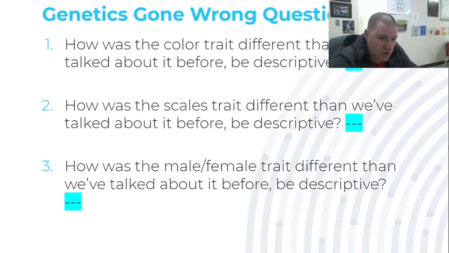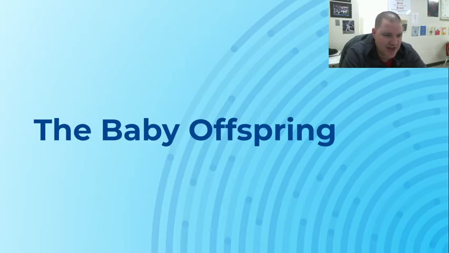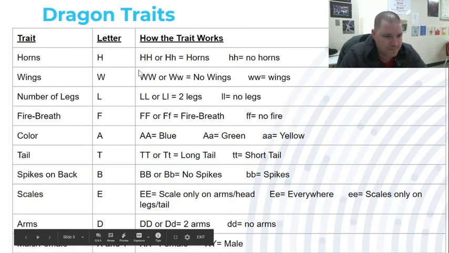And then you should have hopefully noticed by now that 3 of our traits did not behave the way that we've talked about them. And if not, you might want to go back and relook at some of these characteristics, because the color trait, the scales trait, and whether or not you were male or female did not function the way that we normally talked about things happening in class. So go back and take a look at them, specifically that slide number 4 here.